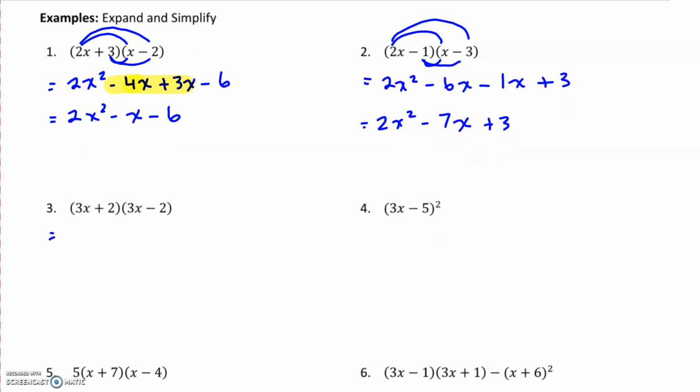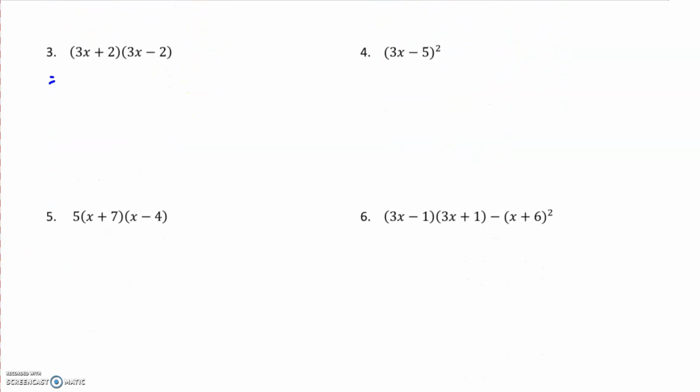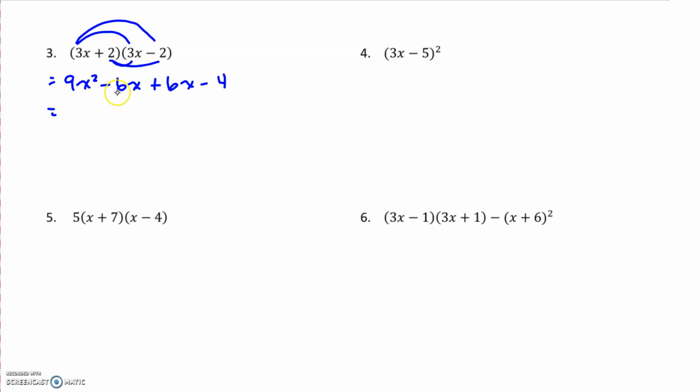Okay, you might want to pause the video and try to do number 3 on your own, and then turn the video back on and see if you have the same as me. 3x times 3x is 9x squared. 3x times negative 2 is a negative 6x. 2 times 3x is a positive 6x. And 2 times negative 2 is a negative 4. Okay, we'll simplify the middle term. Negative 6 plus 6 is 0x. And we don't have to write that because we know 0 times x would make that term disappear. So 9x squared minus 4.